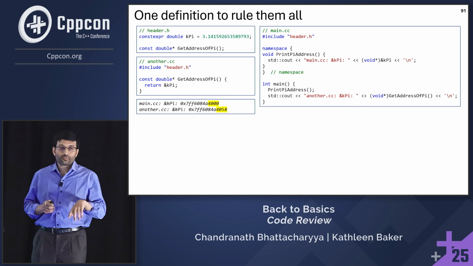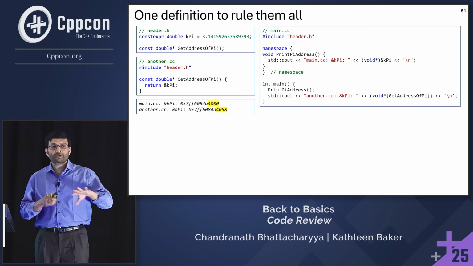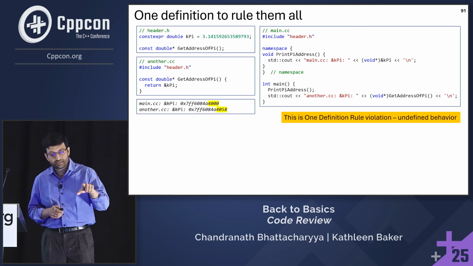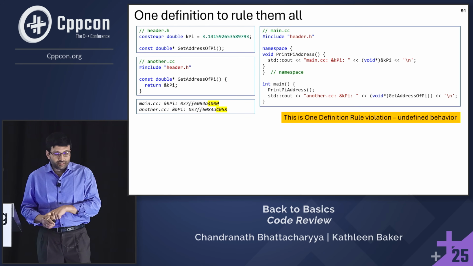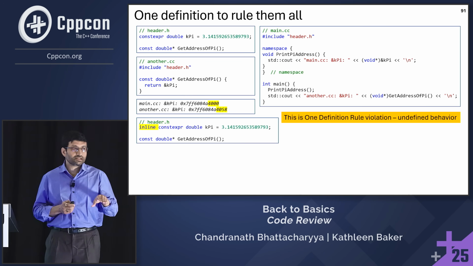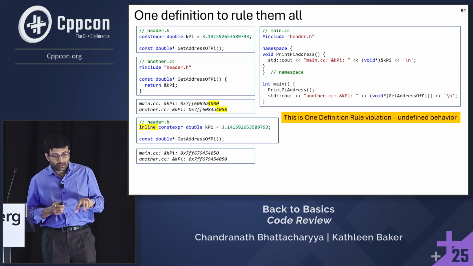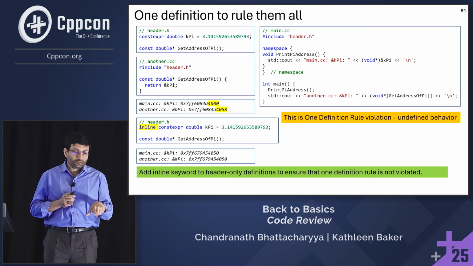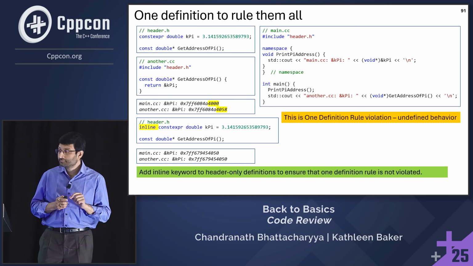Let's look at the output. As you can see, main.cc and another.cc see different addresses of the same variable, which is a one definition rule violation. Now this can be very easily fixed. What we can do is just mark that const expr inline. Once we do that, both of them have the same address. So the guideline is: add the inline keyword to header-only definitions to ensure that the one definition rule is not violated.